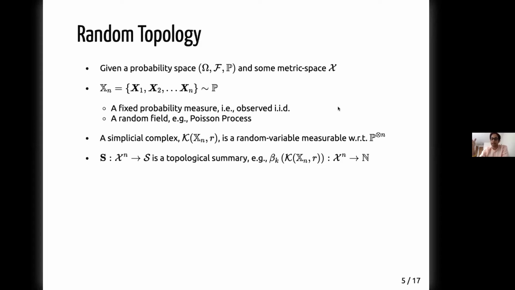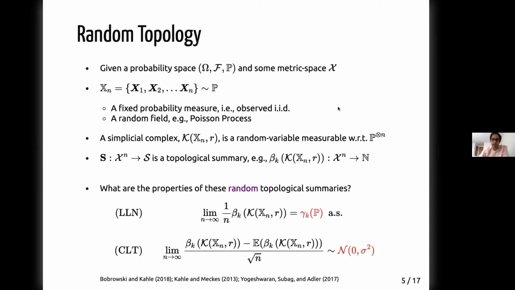Examples that have been studied in this random topology setting include the Betti numbers, the Euler characteristic, and even persistence diagrams. The seminal results that have emerged over the last decade shed light on the behavior of these random topological summaries, particularly in the asymptotic setting, by establishing their behavior in the law of large numbers or the central limit theorem setting. And the survey paper by Bobrowski and Kahle exemplifies the wealth of literature that has emerged over the last 10 years in this area of random topology.